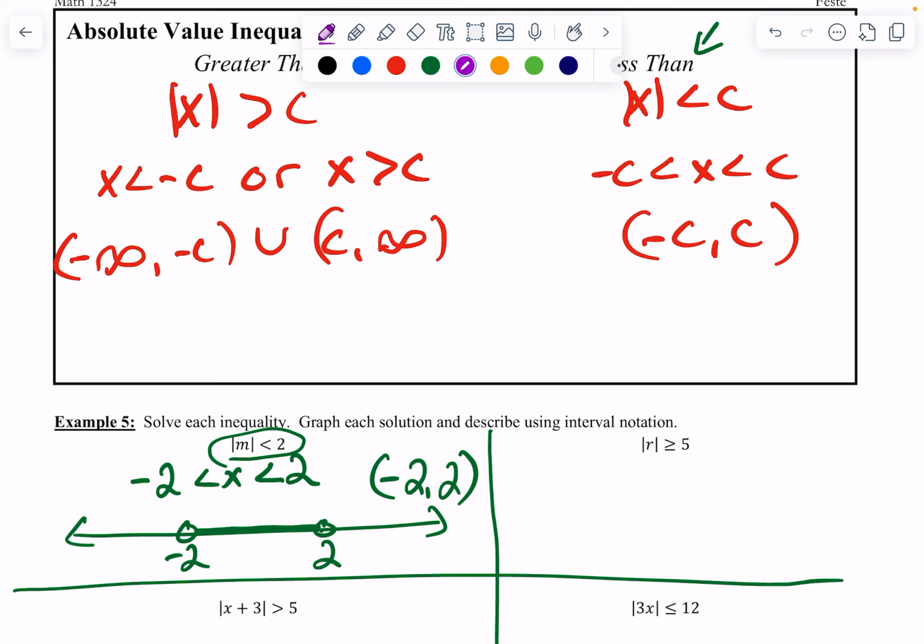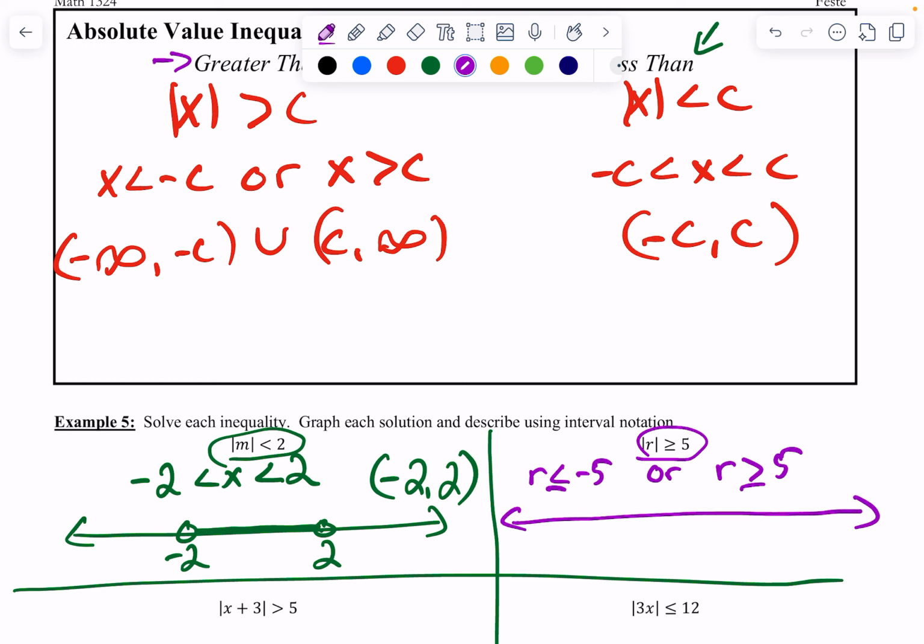Next one is absolute value of r is greater than or equal to 5. We are looking at greater than. So r is less than -5, or r is greater than 5. And equal signs should be on there as well because it is equal to. Number line, here's -5 and here's 5. R is less than or equal to -5, so we have an equal sign. It spreads to the left. And the same thing, r is greater than or equal to 5. It goes to the right.